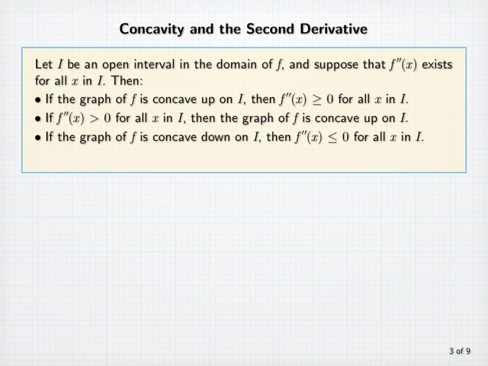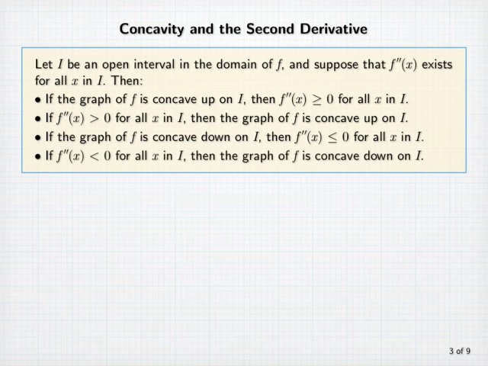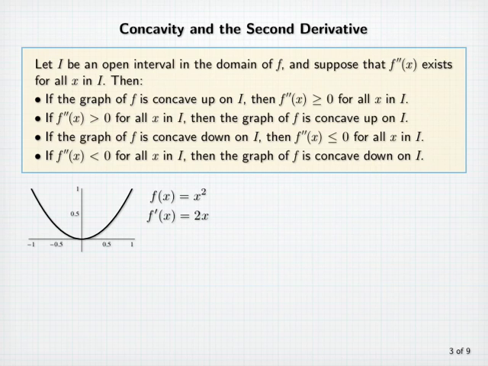If the graph of f is concave down on I, then f double prime of x is less than or equal to 0 for all x in I, and if f double prime of x is less than 0 for all x in I, then the graph of f is concave down on I. For example, consider f of x equals x squared. f prime of x is 2x, and f double prime of x is equal to 2. Since that's positive, we're guaranteed that the graph of f is concave up on any interval.